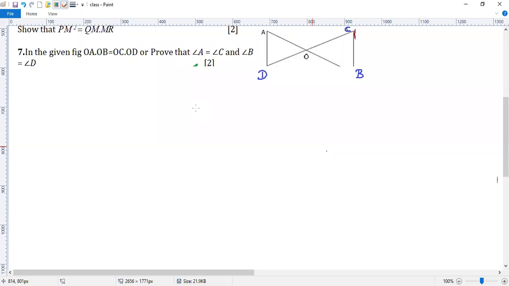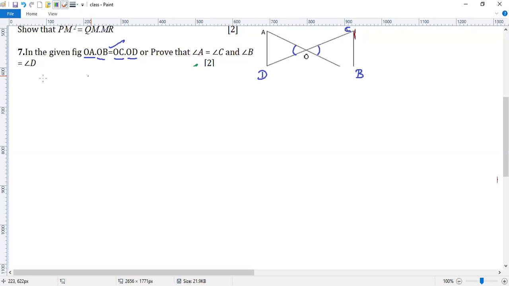See in this figure they have given you OA into OB is equal to OC into OD. Looking at these two triangles, we can see that in both, these two angles are vertically opposite angles. Have they given any other concept? In the given figure this is true, they have given the proportionality. Right? So for this, prove that angle A equals angle C and angle B equals angle D. So using the proportionality you can try to prove that these two triangles are similar, and from similarity you can prove that corresponding angles are equal.